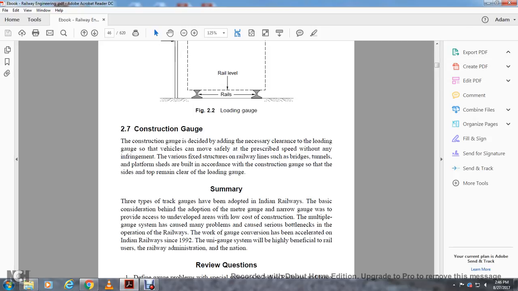Summary: there are three track gauges that have been adopted by the Indian Railways. The basic consideration behind the adoption of the meter gauge and narrow gauge was to provide access to undeveloped areas at low cost of construction. The multiple gauge system has caused many problems, causing serious bottlenecks in the operation of the railway. Gauge conversion has been accelerated in the Indian Railways since 1992. The unigauge will be highly beneficial to the railway user, the railway administrator, and the nation.